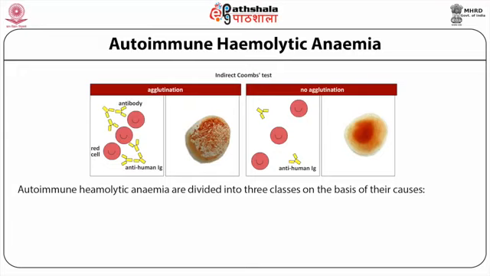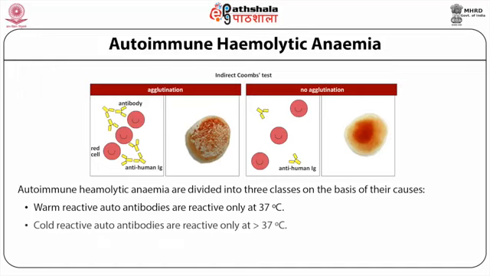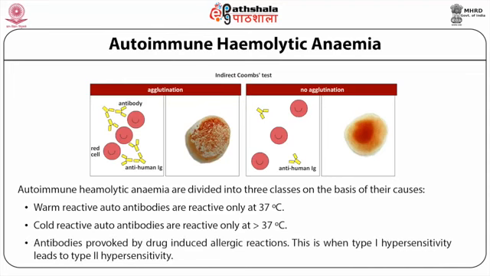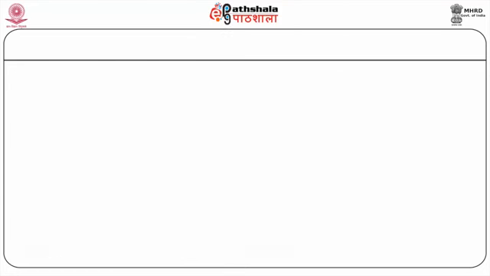Autoimmune hemolytic anemia is divided into three classes on the basis of their causes. Warm reactive autoantibodies are reactive only at 37 degrees centigrade. Cold reactive autoantibodies are reactive only at less than 37 degrees centigrade. Antibodies are provoked by drug-induced allergic reaction. This is when type 1 hypersensitivity leads to type 2 hypersensitivity.